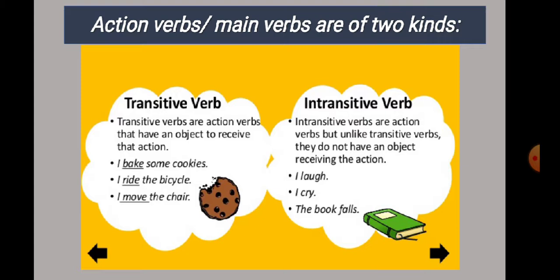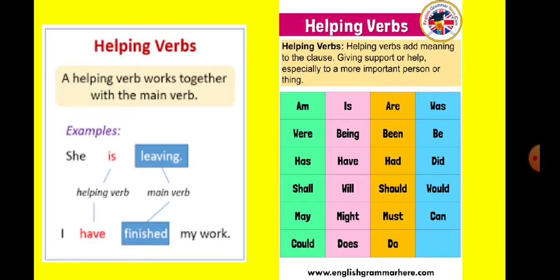Intransitive verb. Intransitive verbs are action verbs, but unlike transitive verbs, they do not have an object receiving the action. You see the examples: I laugh, I cry, the book falls. In these sentences, you see there are no objects. Helping verbs. A helping verb works together with the main verb. You see the example: she is leaving, and I have finished my work. You see is and have are helping verbs here, and leave, finish are main verbs. Ing is added in the first sentence and ed is added in the second sentence. You see the examples of helping verbs in the picture.